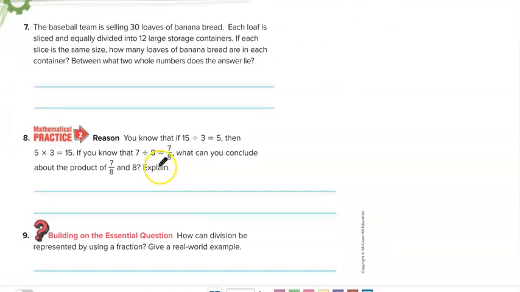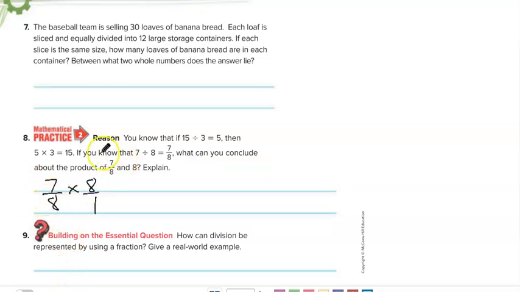All right, let's skip down to number 8. You know that if 15 divided by 3 equals 5, then 5 times 3 equals 15. If you know that 7 divided by 8 equals 7/8, what can you conclude about the product of 7/8 and 8? So what they're saying here is, what is 7/8 times 8.